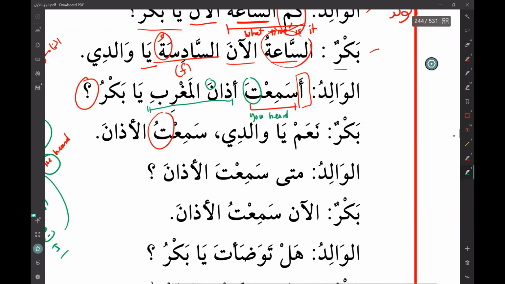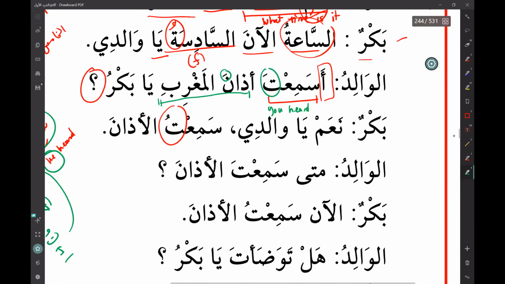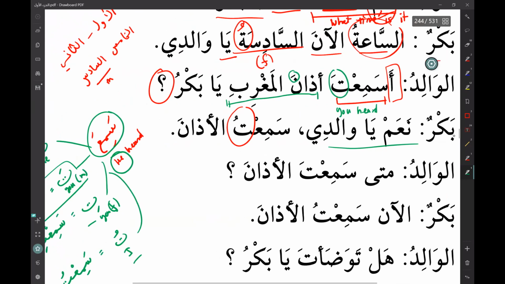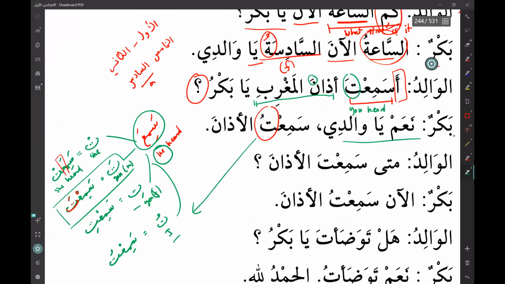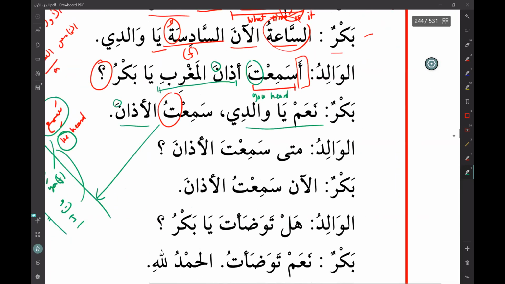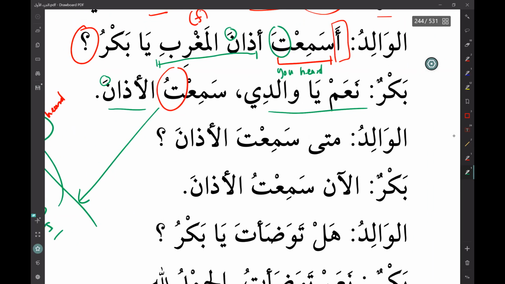And then we have Bakr saying, "Naam, ya walidi, sami'tu." See, now it is using this form. I heard al adhana. Okay, so I heard what? I heard the adhan. Then the father says, "Mata." Mata is when. Mata sami'ta al adhan. When did you hear the adhan? Right. So mata is when.